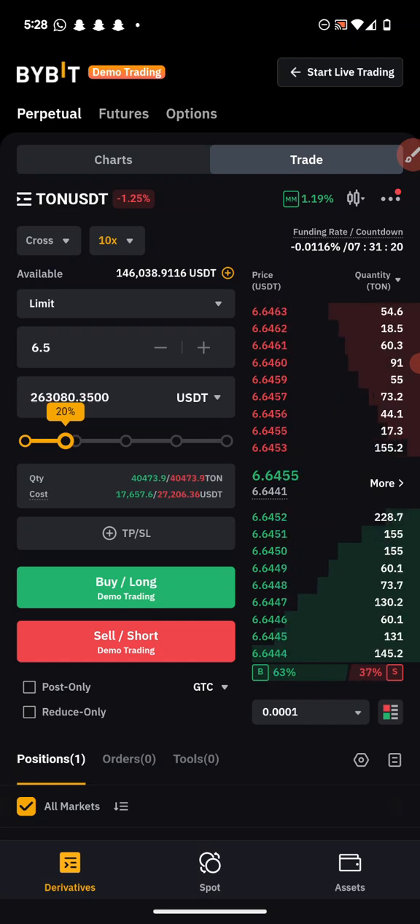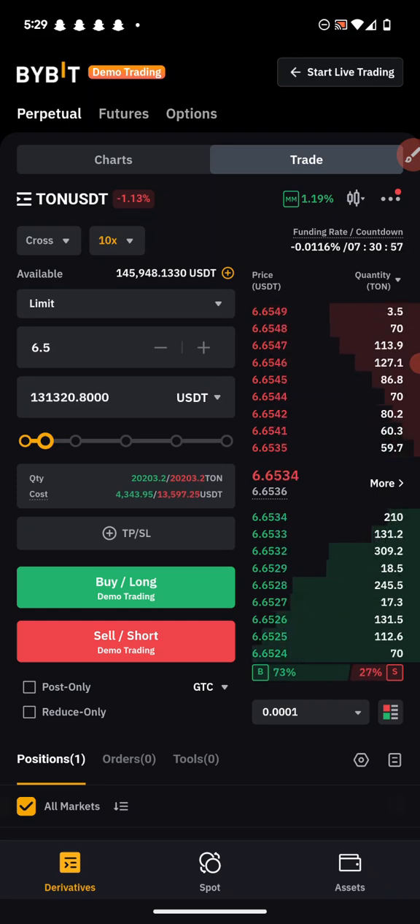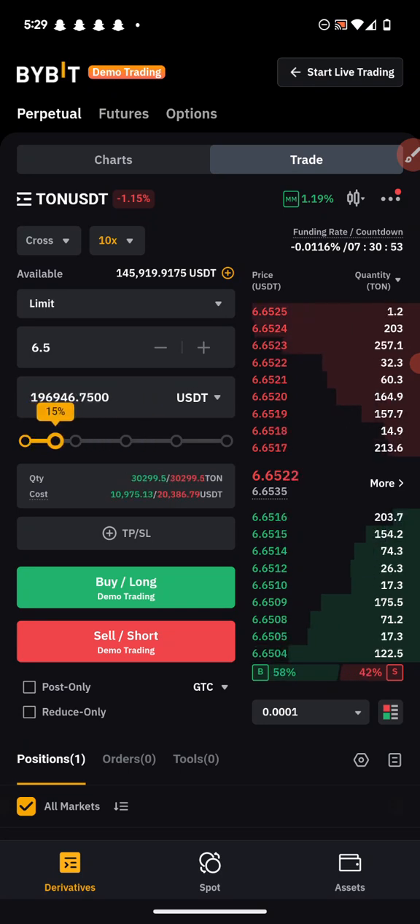So understand this part, this one that I am dragging up and down. Now, remember, we are on cross. We use 10x leverage and then we are risking 10%. So it is on 10% like that. Now, remember we have set our price 6.5. We change it to limit. We set our price and then we put it on this 10% here.